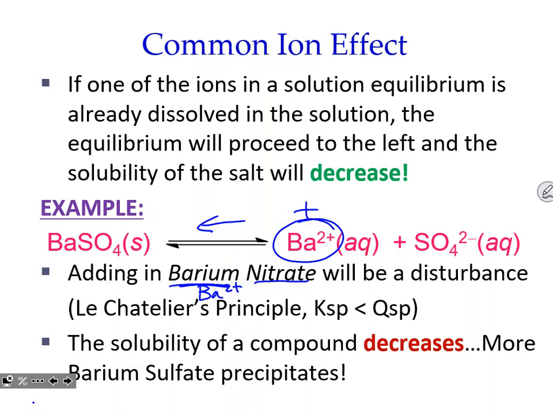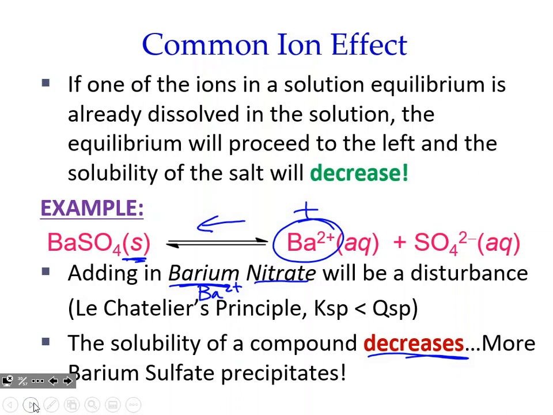Solubility then is going to decrease because now you have more undissolved solid. So solubility went down. That's the key thing here. Attached to the common ion effect, solubility, molar solubility, decreases with a common ion. You have to add a common ion to the system.